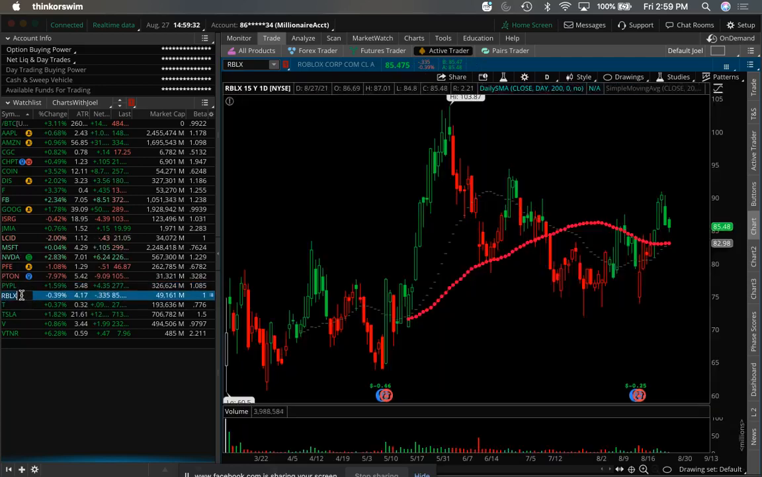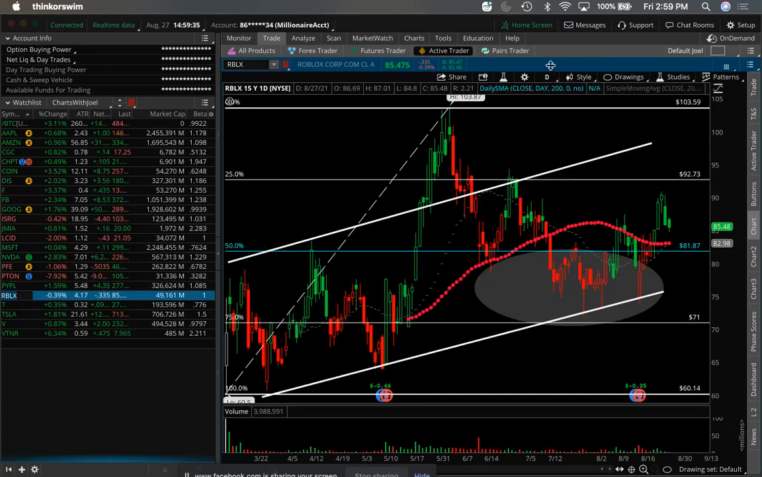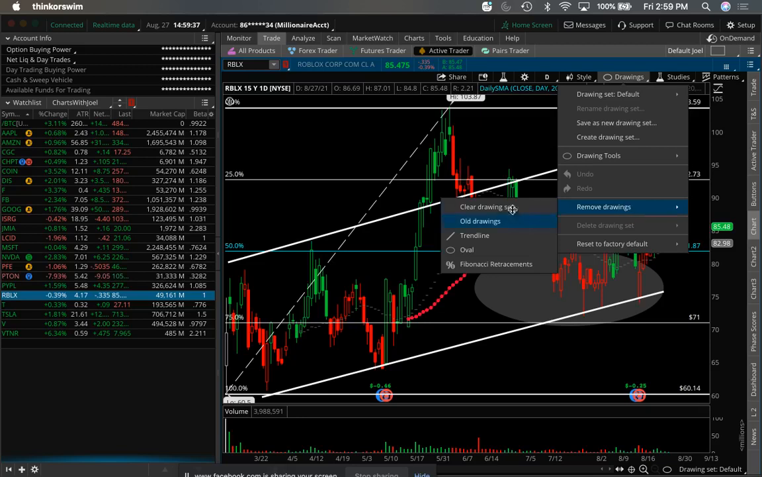All right, let's look at Roblox. Roblox just IPO'd, so it hasn't been a company that's been out that long.